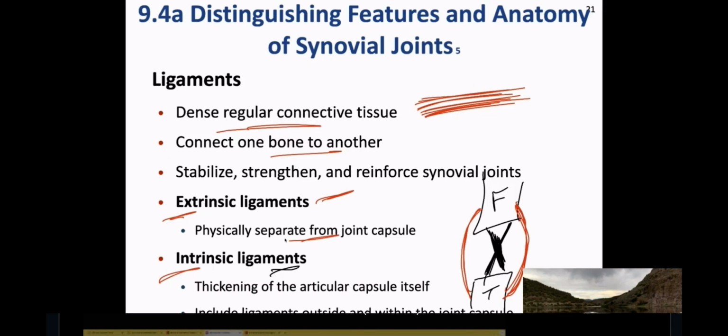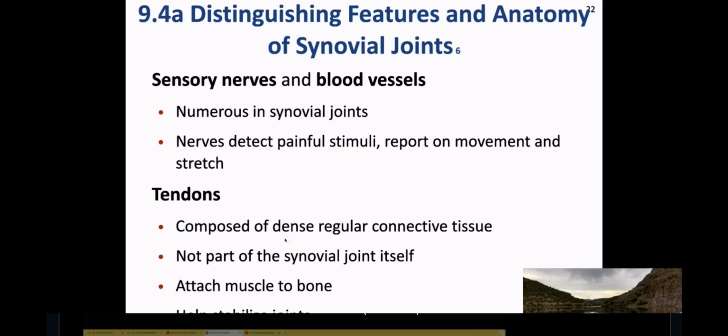Extrinsic is outside. We mentioned how synovial joints also have sensory nerves. That's great because your body needs to know what's going on, what kind of movement. Are you stretching? Are you speeding up? Are you accelerating or decelerating? But with sensory nerves comes pain, or at least the potential of pain. And so that's why swelling inside your hand is not as painful as swelling inside your elbow. And that's because your elbow is a synovial joint and it has different types of nerve detectors.